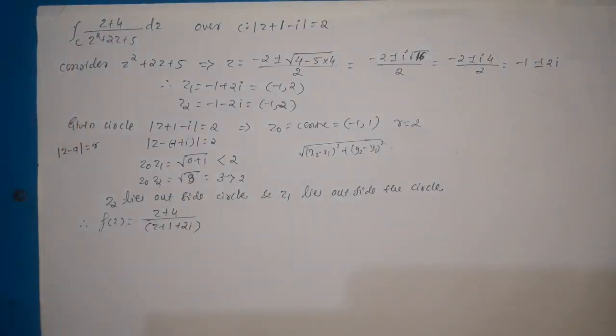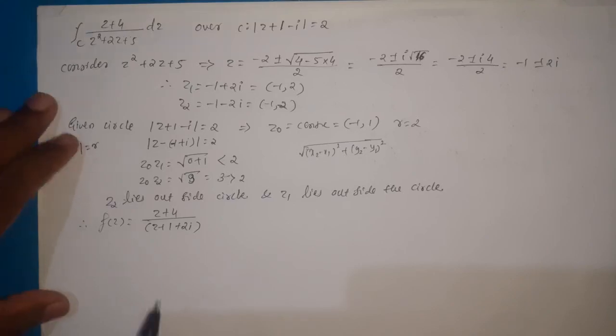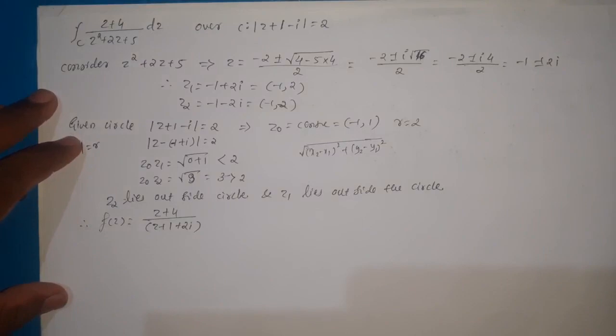So we got z0 z1 as square root of 1, which is less than 2. Whenever the distance is less than the radius of the given circle, it implies that the point lies inside the circle, and if it is greater than the radius, then the point lies outside the circle.